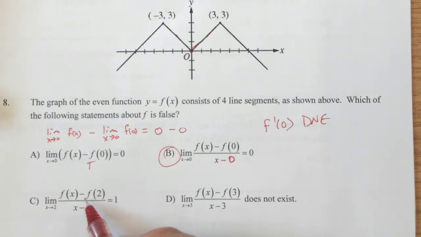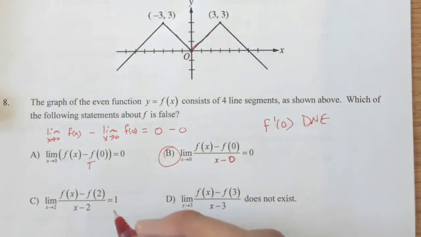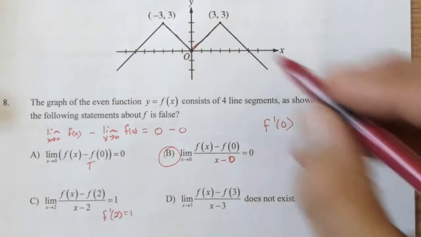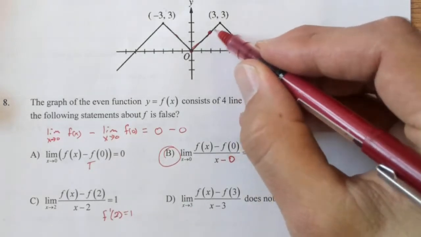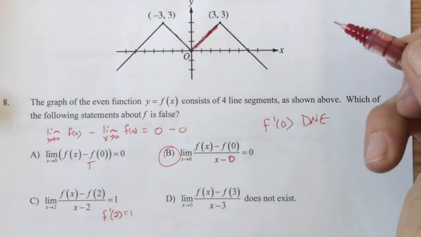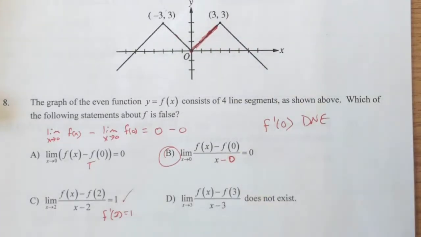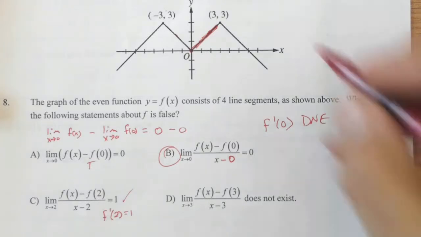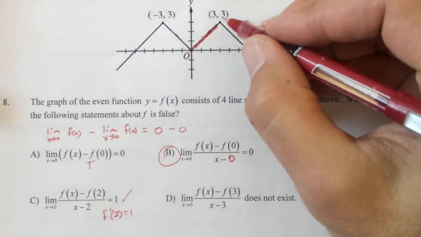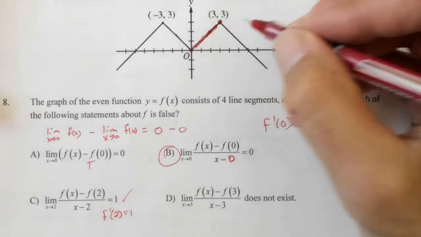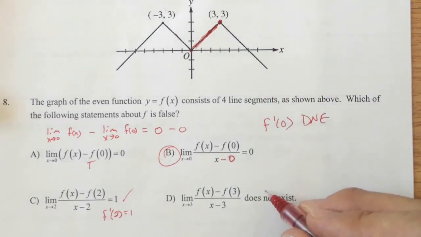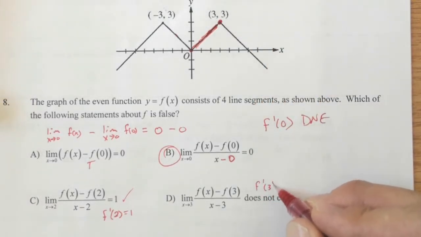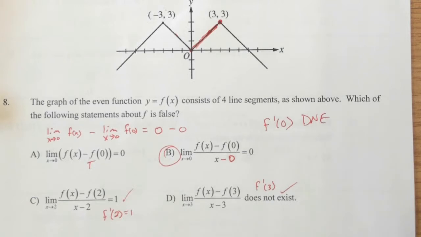Alternate form of the derivative, this is saying the derivative at 2 is equal to 1. This is saying f prime of 2 is equal to 1. Here's x equals 2 right here, and sure enough, the slope of that line is 1. So that's a true statement. This is saying the derivative at 3 does not exist. Well, here's the point (3, 3), and at that point we have a sharp point, so in fact f prime of 3 does not exist, so that's true as well.